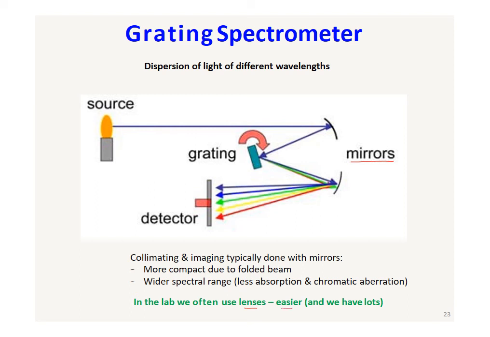But the reason that commercial spectrometers use mirrors is that mirrors can be used to bounce the beam back and forth and thereby make an instrument that is much shorter. Furthermore, they can operate over a wider spectral range. That is because they don't suffer from chromatic aberration, and also because they don't have the problem of absorption, for example, in the infrared and the ultraviolet that lenses have.